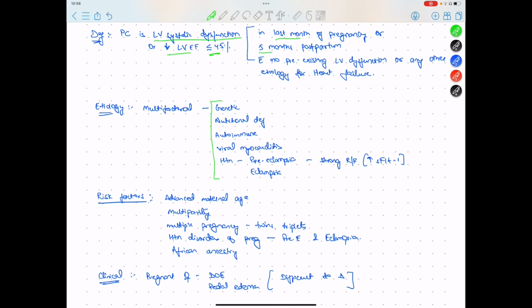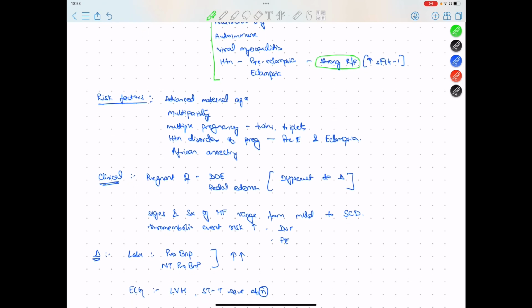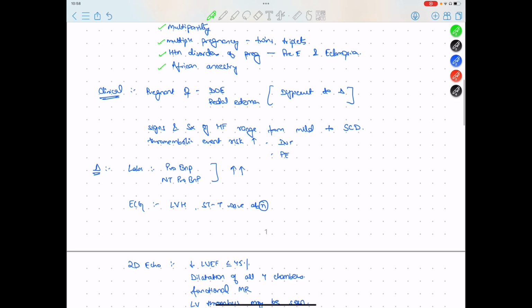So preeclampsia is the strongest risk factor because both have been noted to have increased levels of sFLT1, right? Risk factors include advanced maternal age, multiparity, multiple pregnancies, preeclampsia, eclampsia, and African ancestry. So the clinical features. In a pregnant female complaining of dyspnea on exertion as well as pedal edema, it is difficult to diagnose because these are also the common complaints seen in the last trimester of pregnancy.